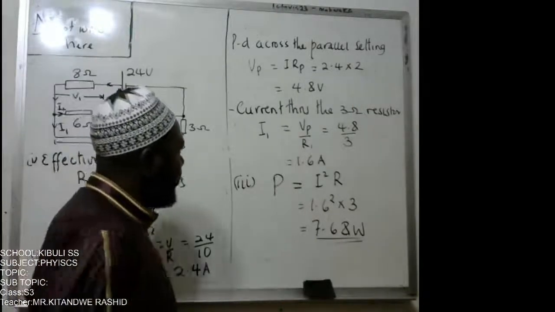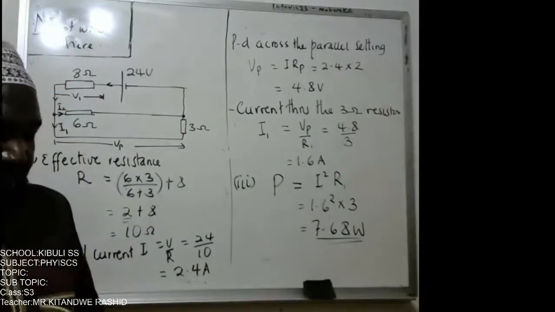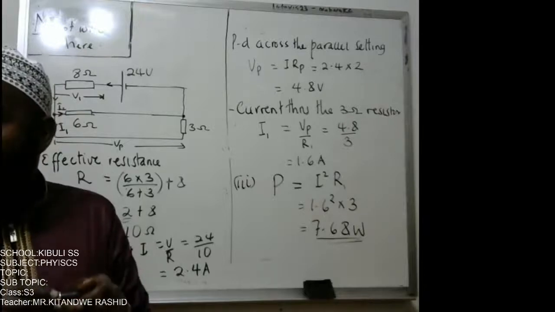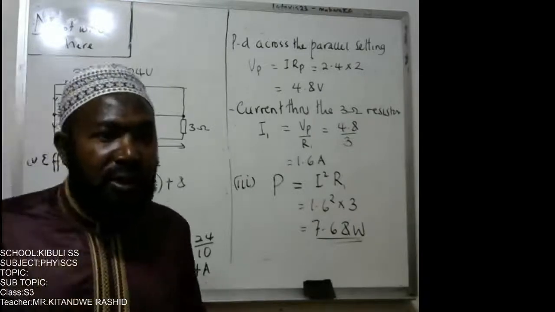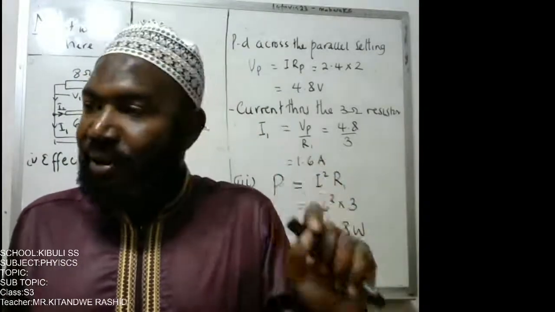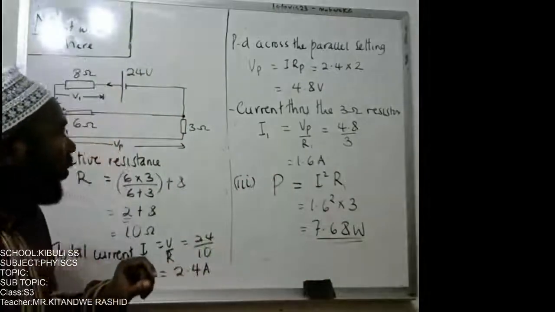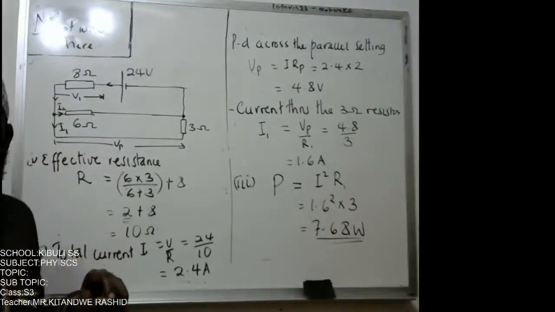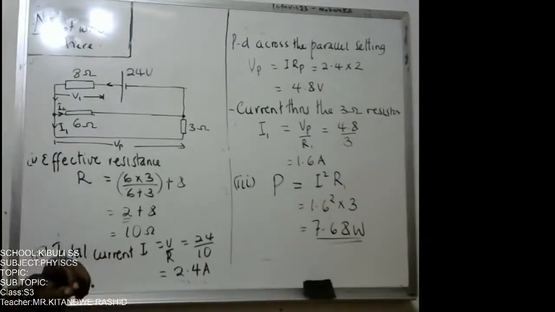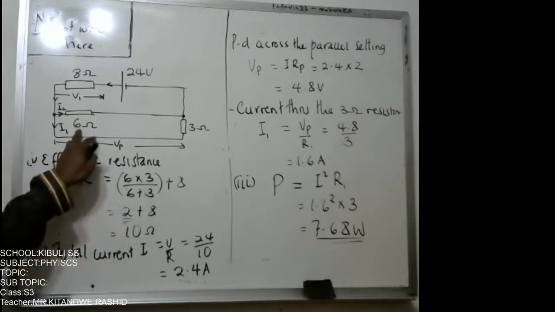The current through the 3 resistors. The question is asking: find the effective resistance of the circuit and the current in the 3 ohm resistor. That's what we are doing. Only the one for the 3 ohms is wanted. So what about if they want it for the 6 ohm? If they wanted the 6, there are 2 approaches.